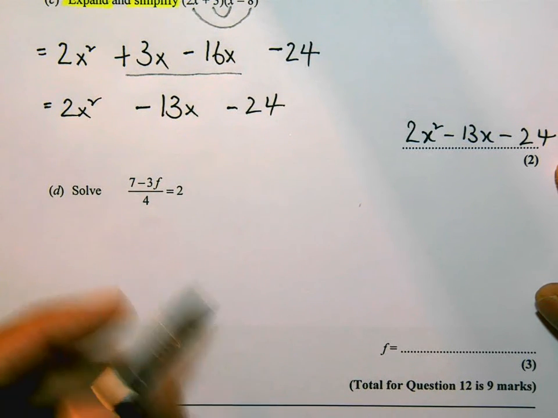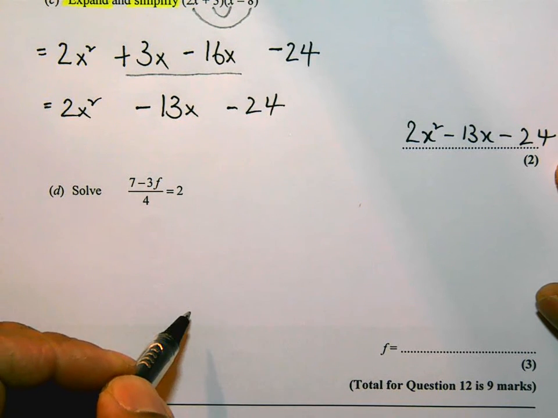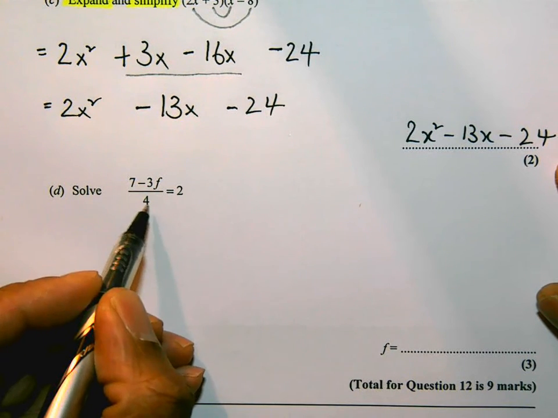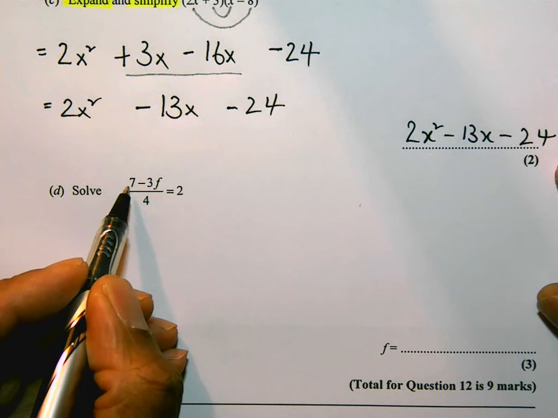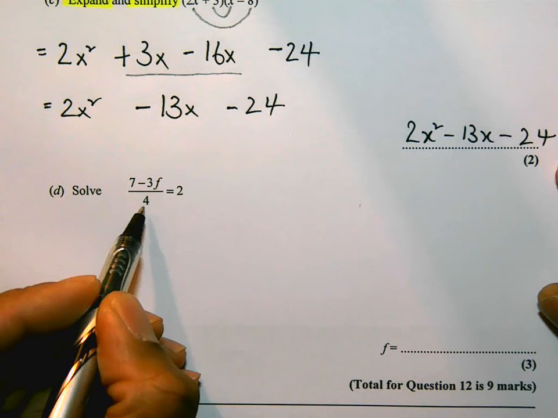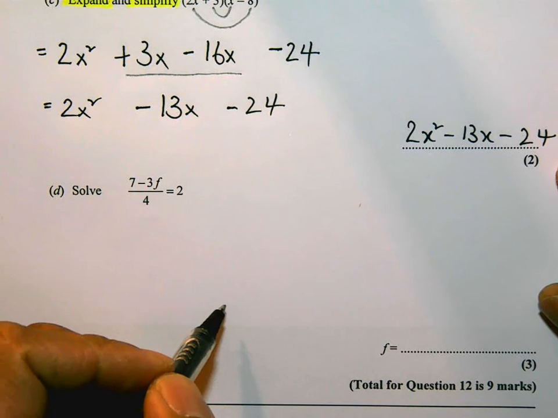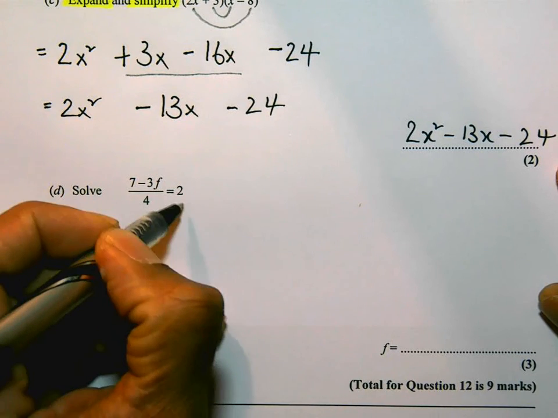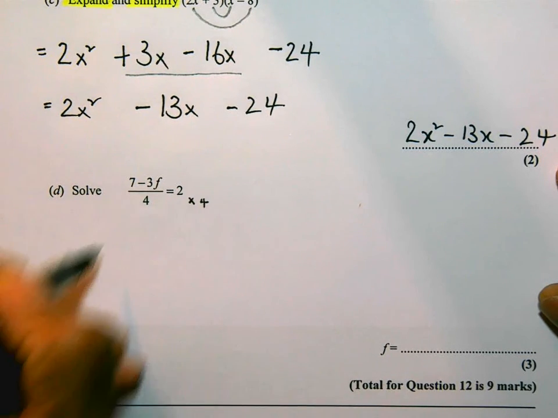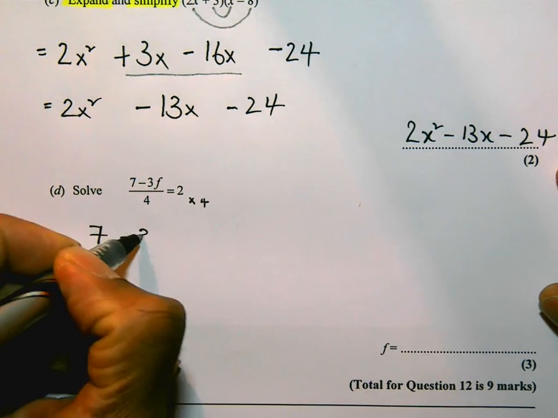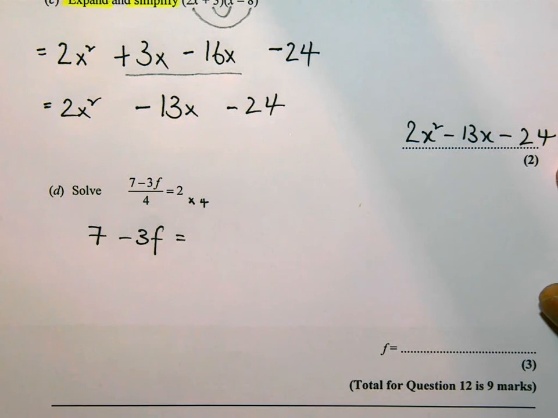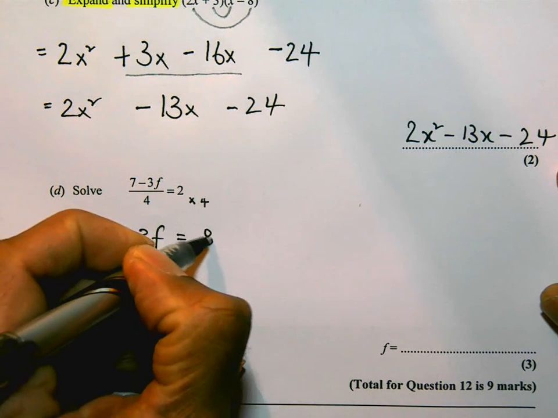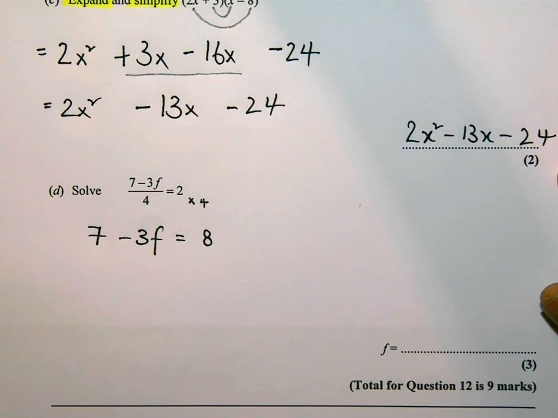7 minus 3f divided by 4 gives me 2, so I need to do the opposite of dividing by 4, which is times by 4. So I'm going to get 7 minus 3f is equal to 2 times 4, which is 8. Okay, so that's what I've got so far. I've gotten rid of the divide by 4, I've timesed 2 by 4, and I've got 8.